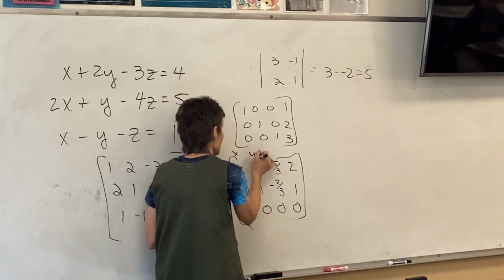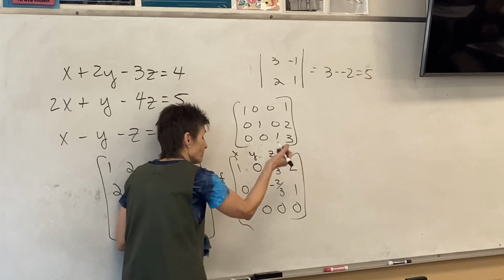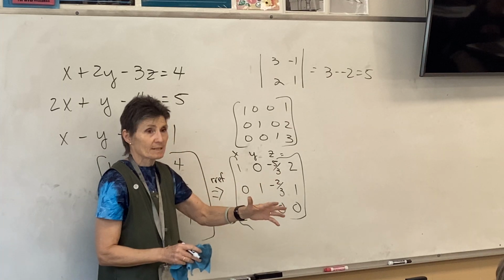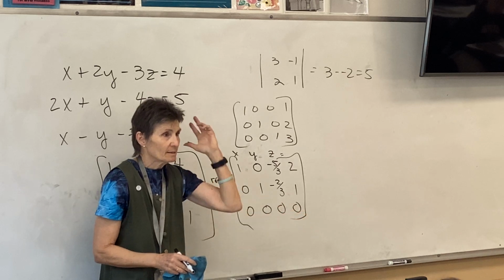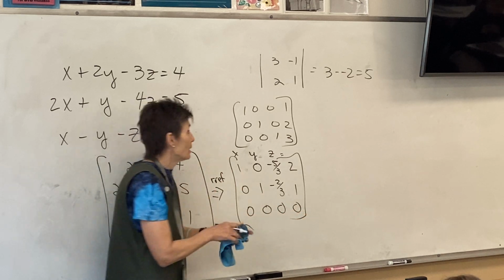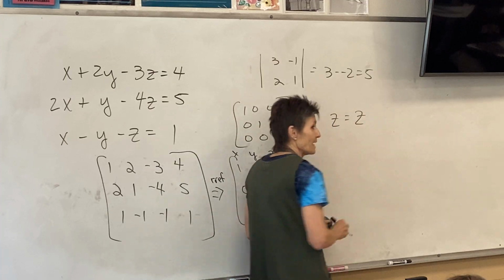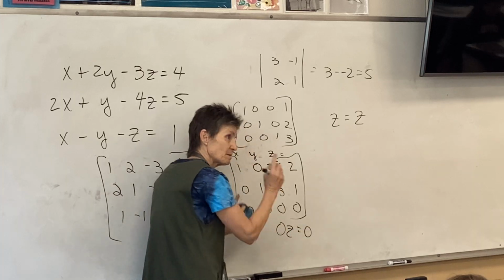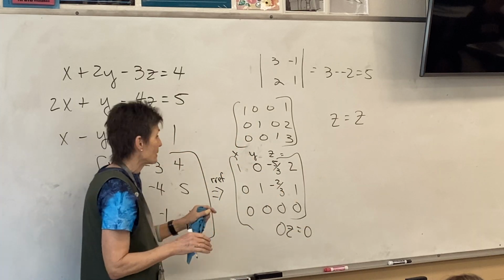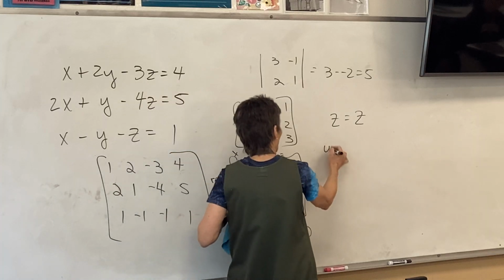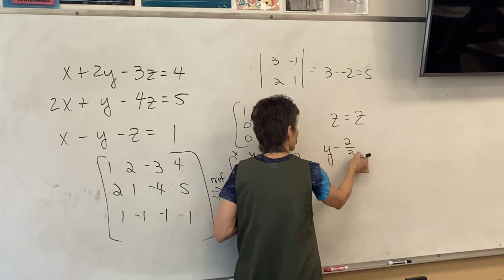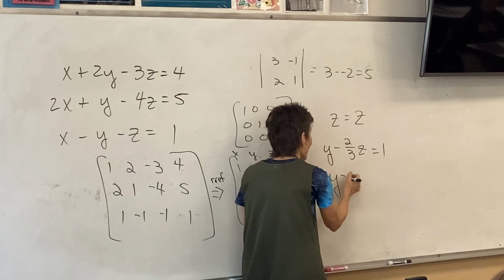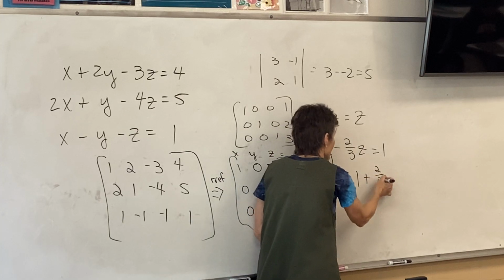So, these are my x's, my y's, and my z's, and then equals. The bottom row literally says no z's equals 0. So 0z equals 0, which means z can be absolutely anything, because if you times it by 0, you're going to get 0. It can be anything. What does this row say? y minus 2/3 z equals 1. So y equals 1 plus 2/3 z.